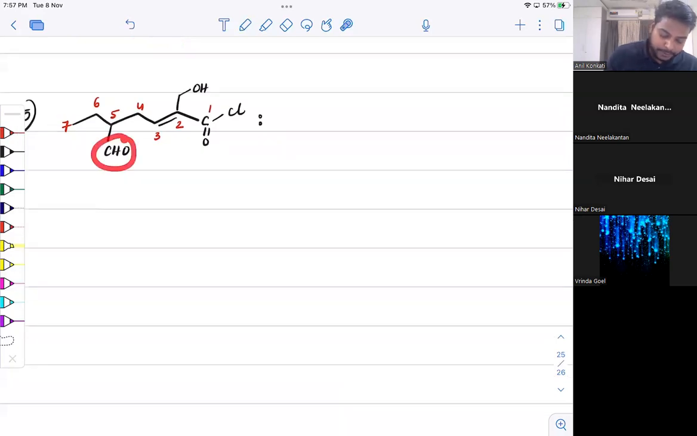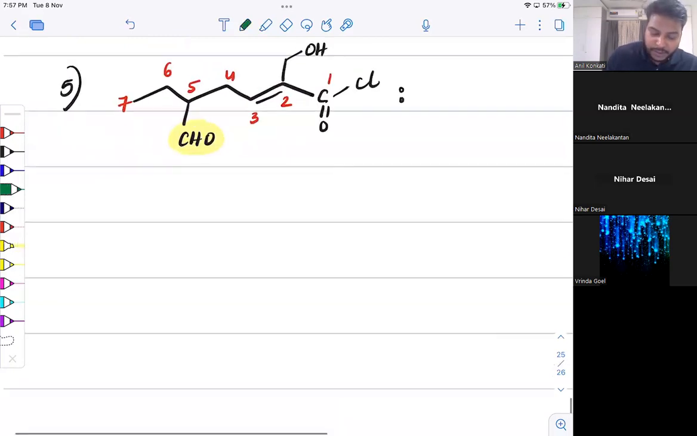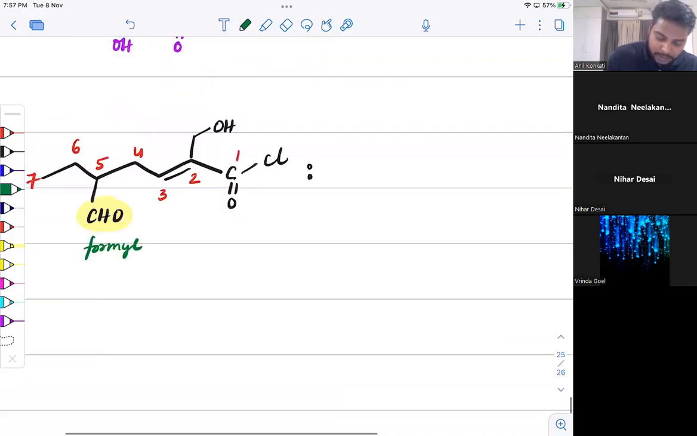On the fifth position, what do we call this? What is the name for this one? If there is only CHO and it is not counted as a carbon, that is called formyl, right? This is called formyl. And this is hydroxy, and there is a methyl also in between. So this is read as hydroxymethyl.